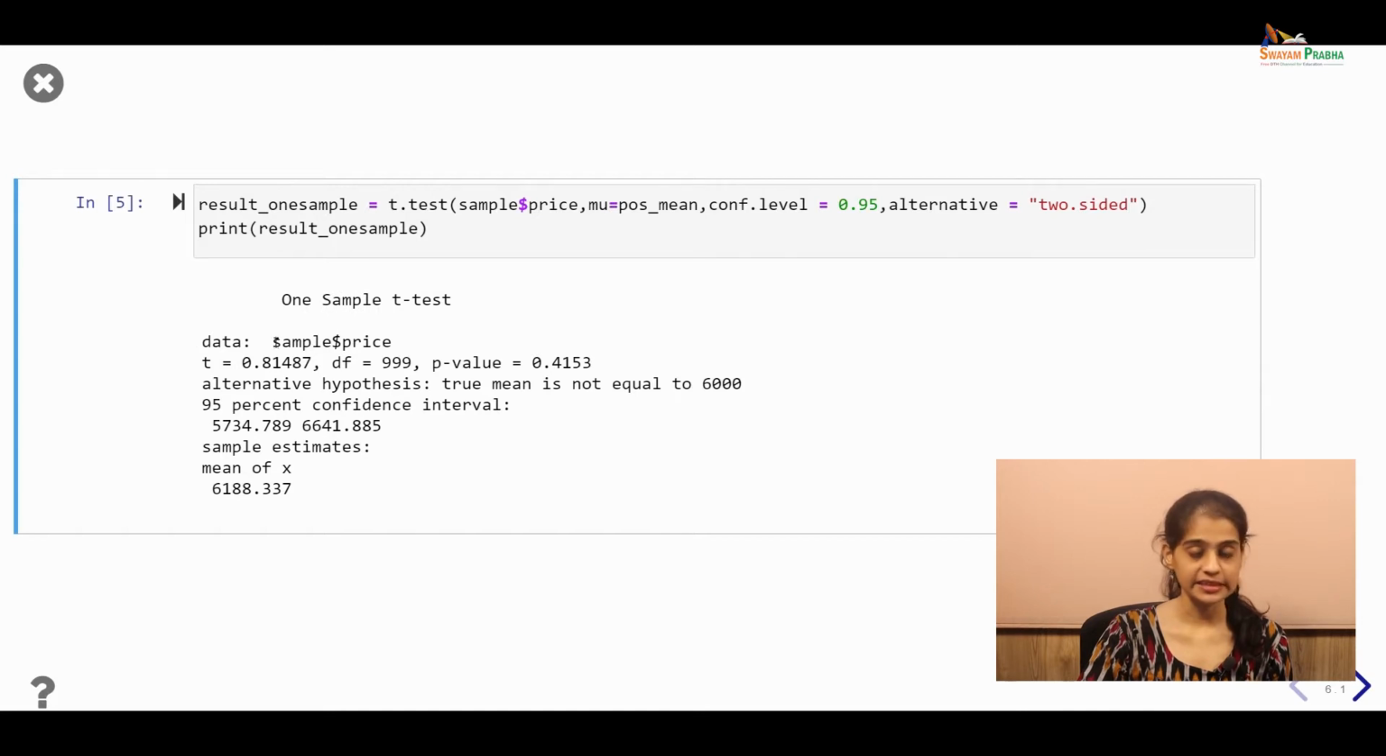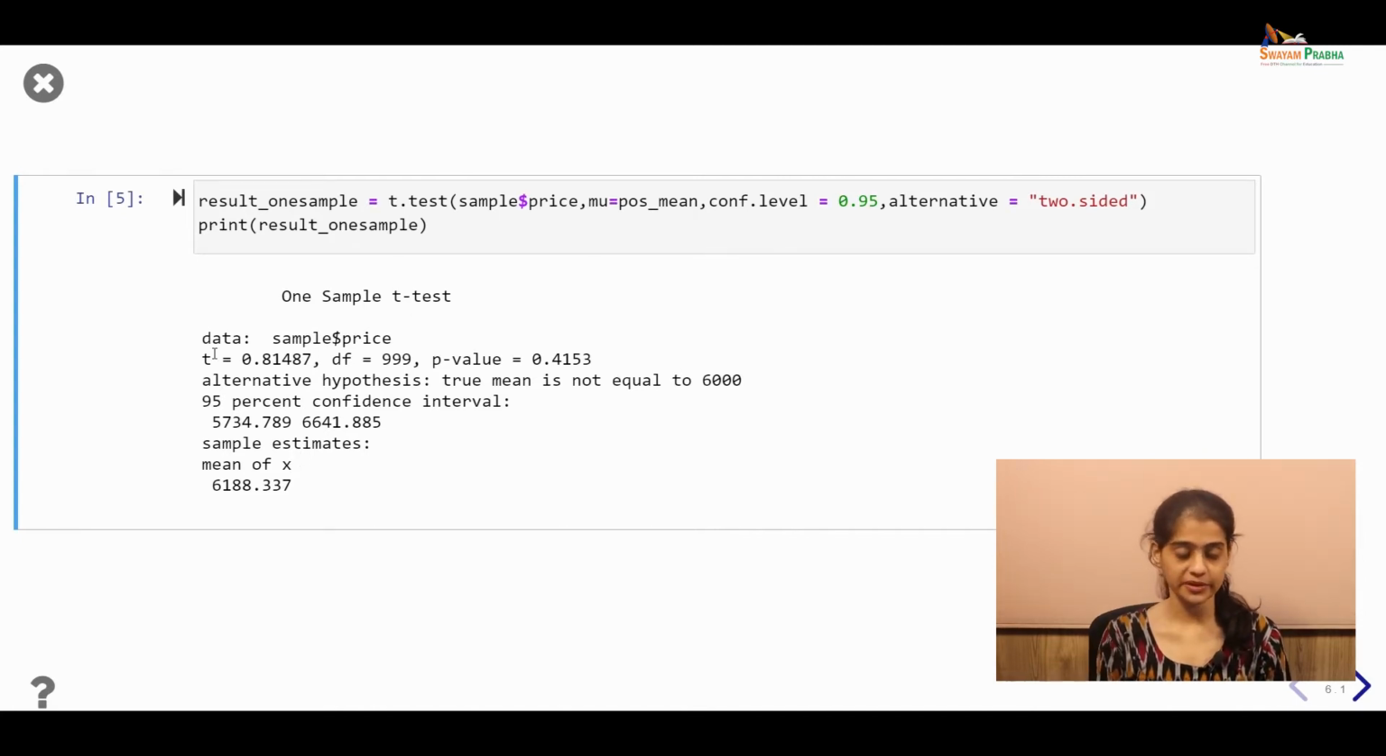Under data, you will see the name of the variable that we have used. We have used price from sample. Below that, you have the t value, the t statistic, and the value is 0.814. The degrees of freedom is the number of rows in your data minus 1, so it's 99. And the p value is the computed uncertainty level, which is equal to 0.415. It also states your alternate hypothesis, which means true mean is not equal to 6000. That is the alternate hypothesis. And it gives you the 95% confidence interval using this data, and it returns the sample estimate, which is the mean of price available in your data.